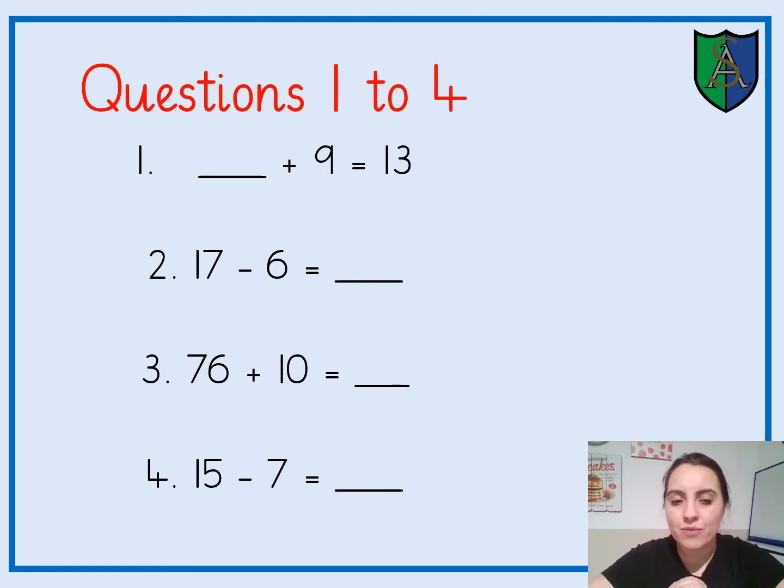I'm going to move on and read question number 2. Question number 2 is 17, 6, something. So you'll write your answer where the something appears. I'll just read that out one more time: question number 2 is 17, 6, something. Brilliant. You might want to pause the video so you've got a bit of time to work that out, and I'm going to go ahead and read number 3 now.